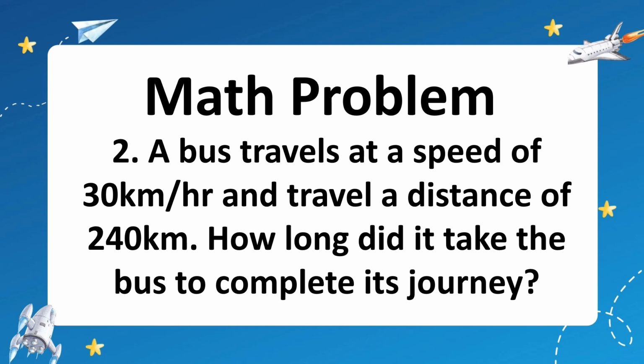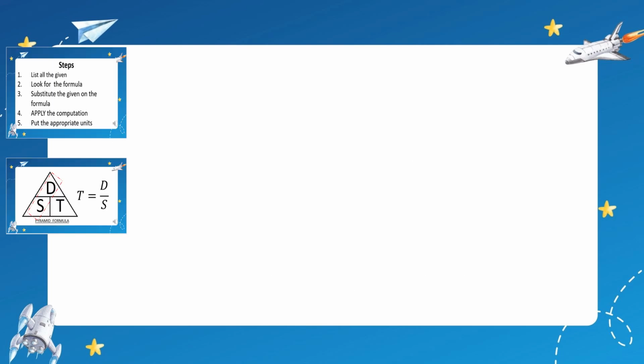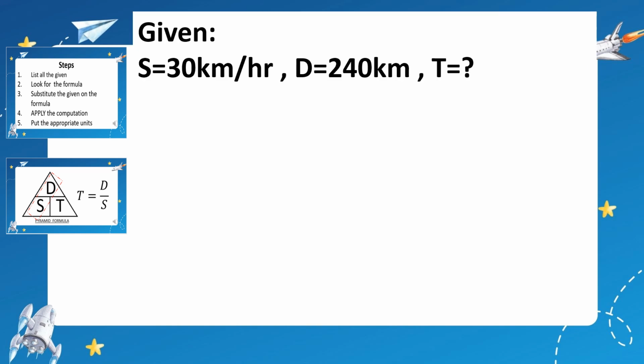Okay, so let's try to answer and just follow the steps and the formula, which is on the side. The given are the speed, 30 km per hour, while the distance is 240 km. And again, the time is unknown or missing. So we're just going to compute with the formula. For the time, we're just going to use distance over speed, or distance divided by speed. If we have a formula and the given, just substitute.